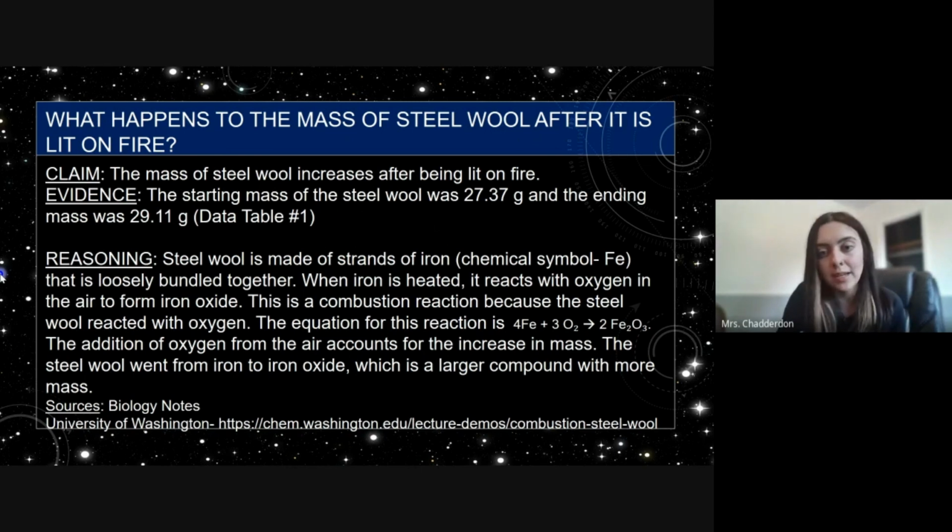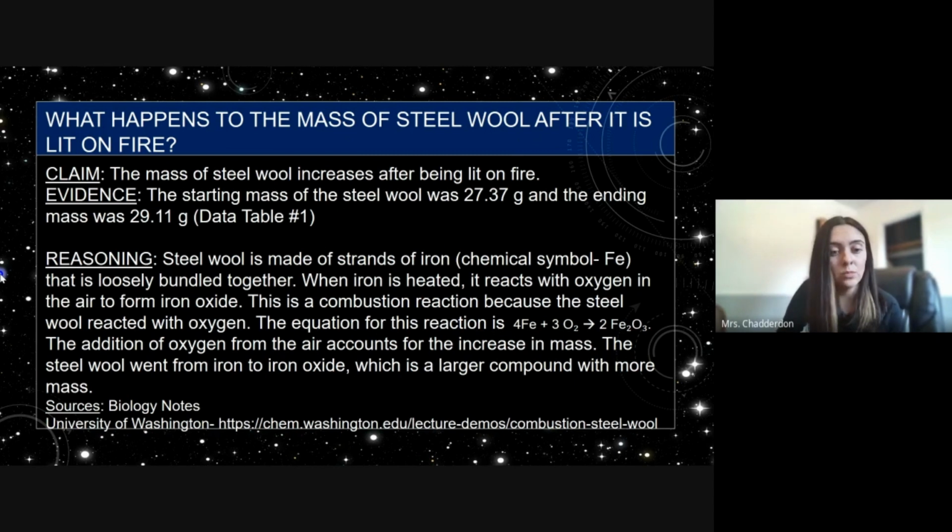When iron is heated, it reacts with oxygen in the air to form iron oxide. This is a combustion reaction because the steel wool reacted with oxygen. The equation for this reaction is 4Fe plus 3O2, and so on. The addition of oxygen from the air accounts for the increase in mass. Okay, so we're adding oxygen to iron. The steel wool went from iron to iron oxide, which is a larger compound with more mass.